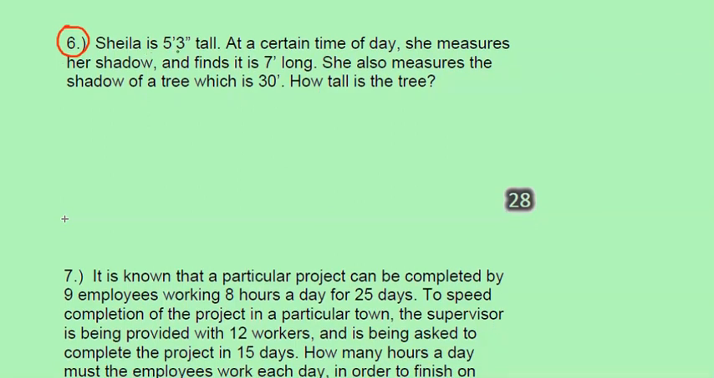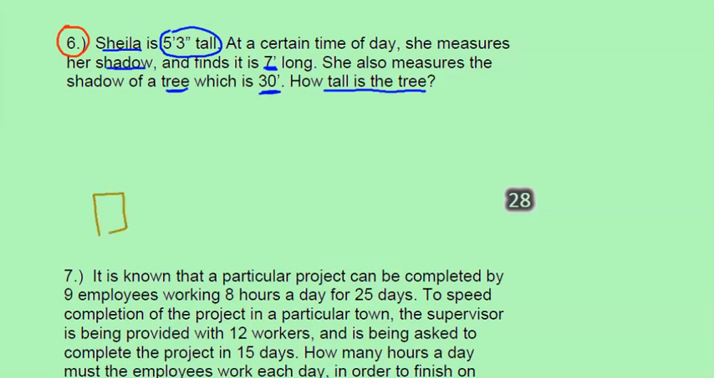Sheila is 5'3" tall. At a certain time of day, she measures her shadow and finds it 7 feet long. She also measures the shadow of a tree, which is 30 feet long. How tall is the tree? Let's circle some key facts here. We have 5'3" tall for Sheila. We have her shadow. We have a tree shadow, which is 30 feet. And we want to know how tall the tree is. So let's go ahead and draw a picture of this.